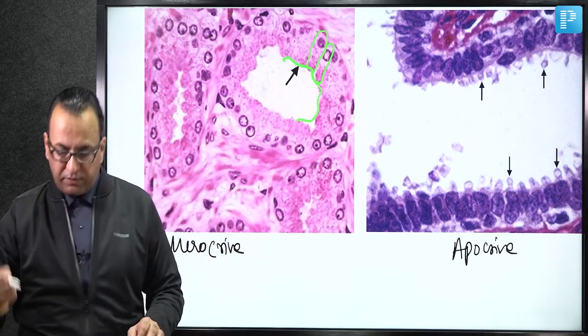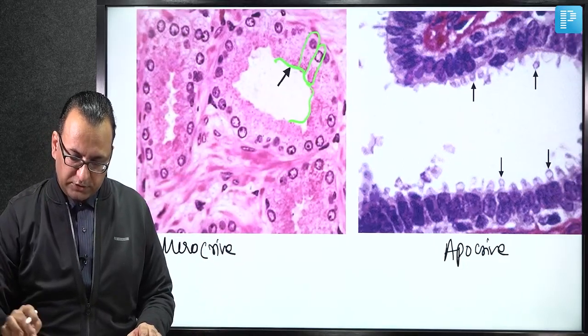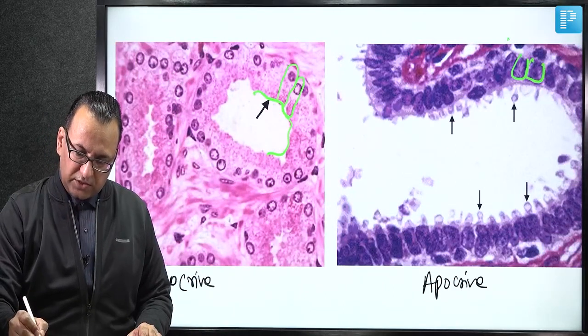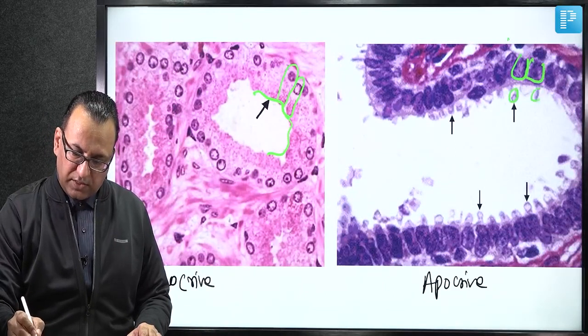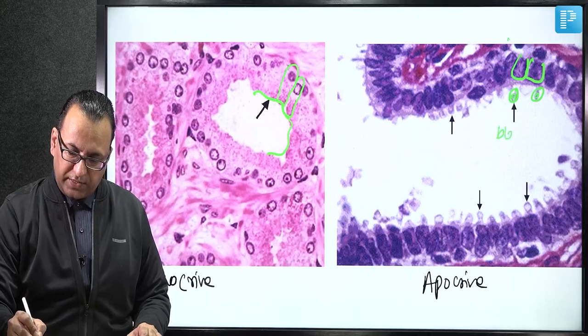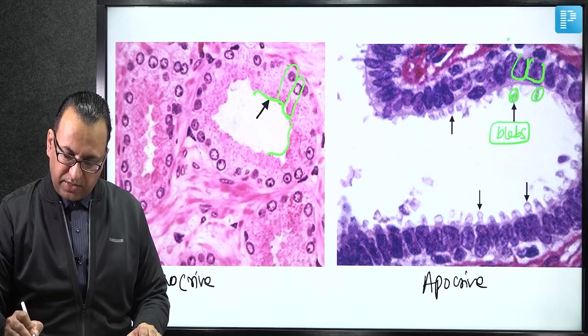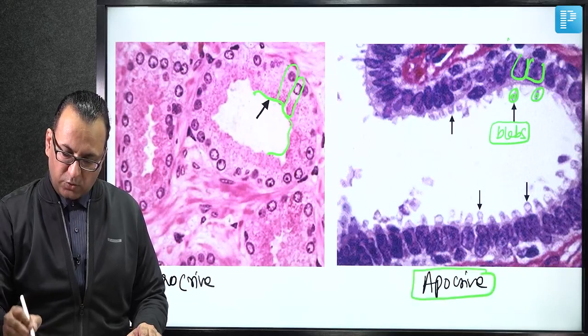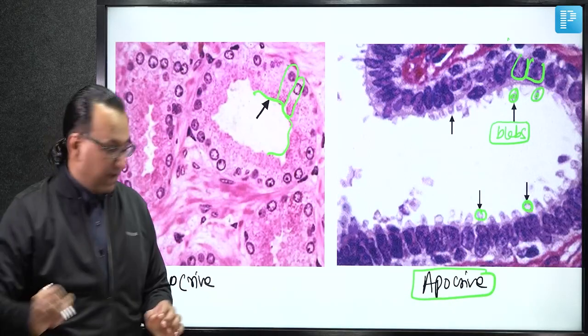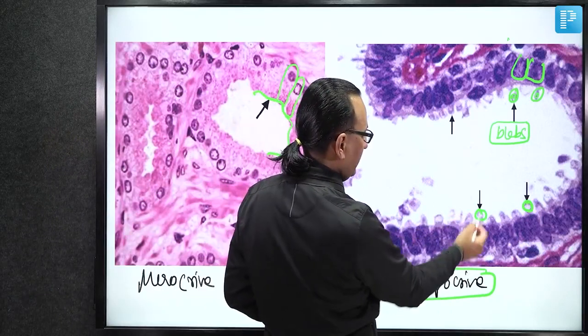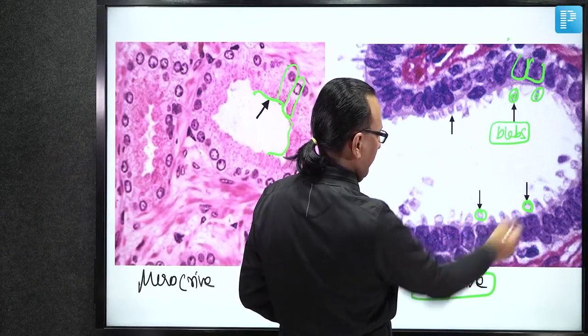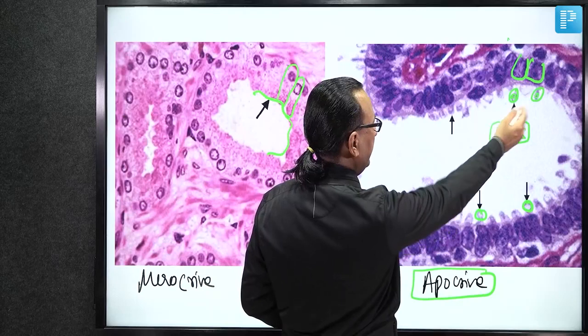Whereas, if you compare it with the apocrine variety, you notice these are the cells, and their cell membrane is broken to cover the secretions, forming some blebs. We'll be drawing this diagram ourselves as well, but this is the type we call the apocrine variety. As you can notice, these are the blebs having some of the secretions given by the cell, covered by the cell membrane. The apical cell membrane is broken to cover the secretions.